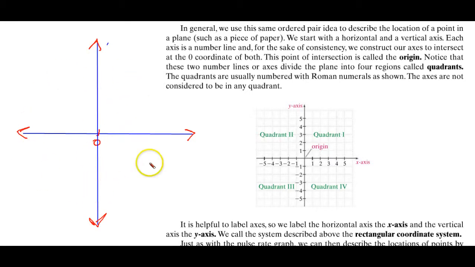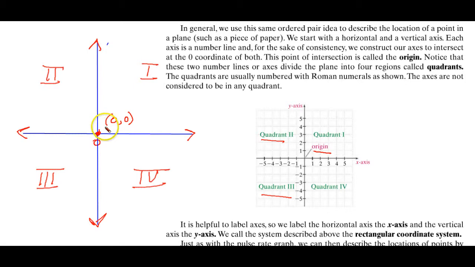And then notice these two number lines have divided the rectangular plane into 4 regions that we call quadrants. This will be our first. This is our second. This is our third. And this is our fourth. And we use Roman numerals to designate the quadrants. And the ordered pair where they intersect is called the origin. And the values of the origin are 0, 0, or the coordinates.